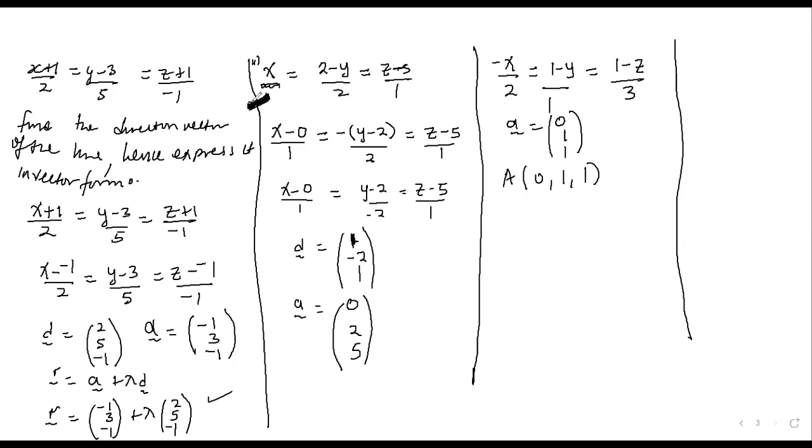Then the direction vector, negative 2, negative 1, negative 3. Correct. Okay.